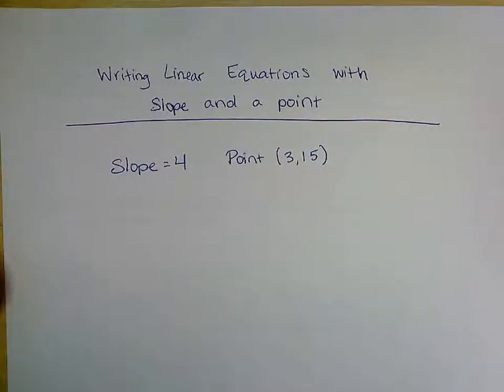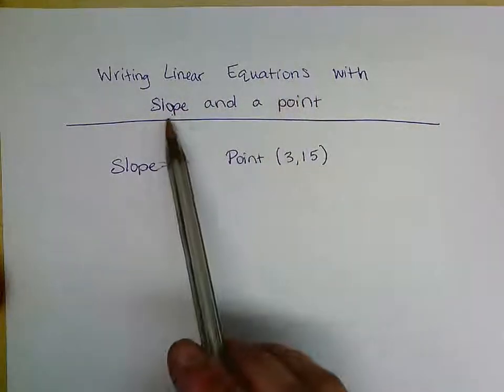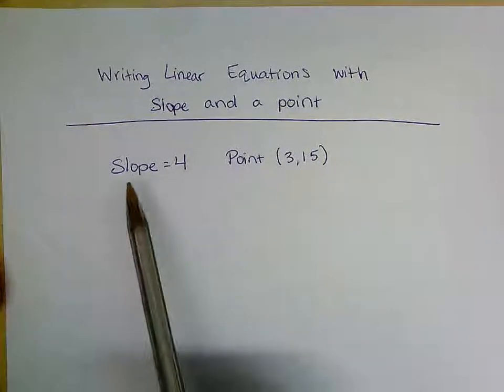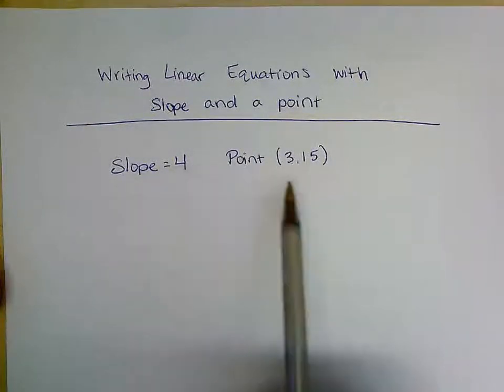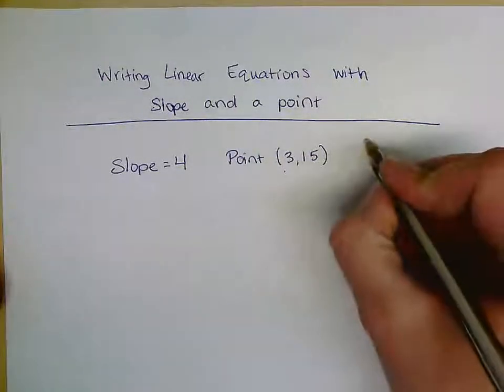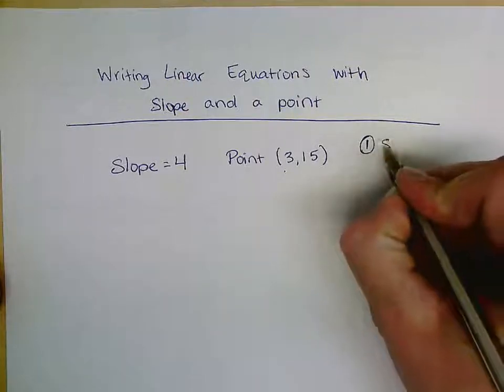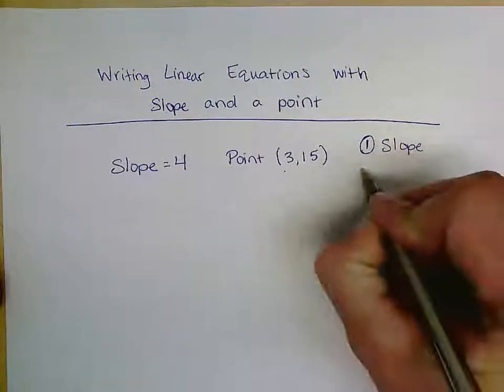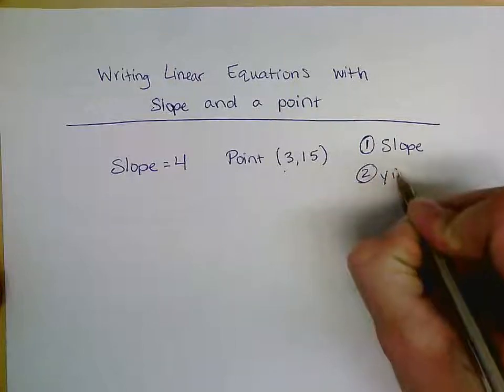So our goal for today is to be able to write linear equations when we're given slope and a point. So for this example, we're given a slope of 4 and also the point of (3, 15). Now we've talked about the two things we need to know when writing a linear equation: one is the slope and two is the y-intercept.